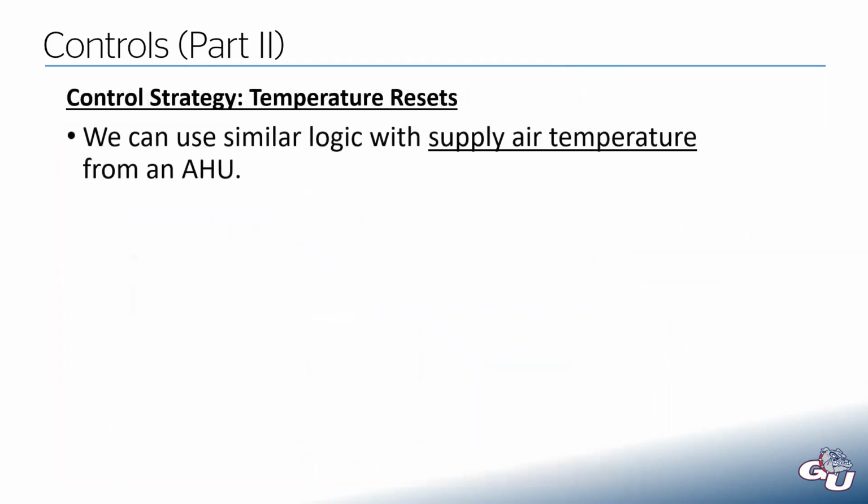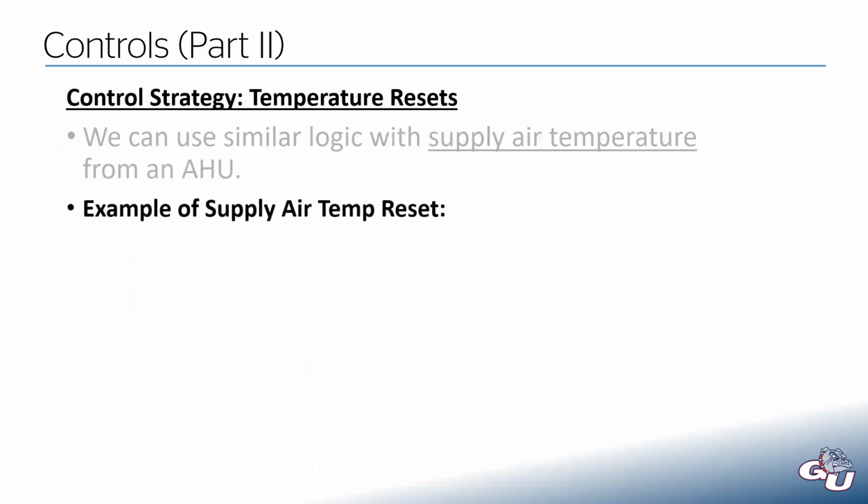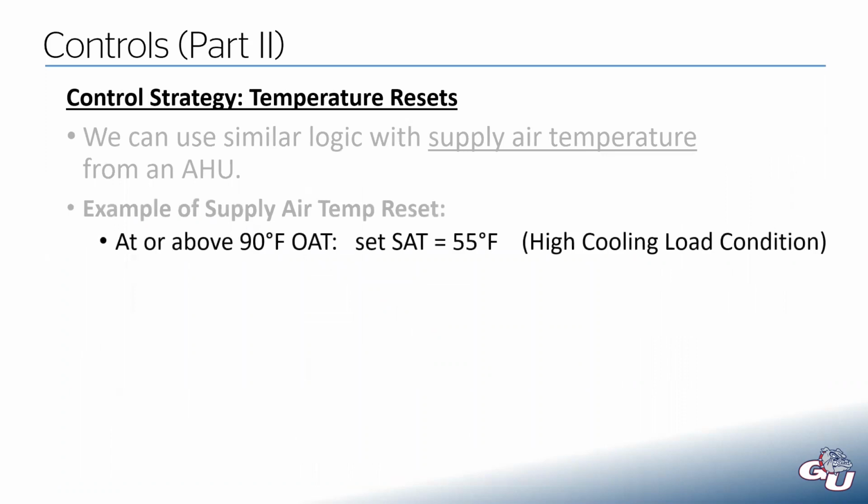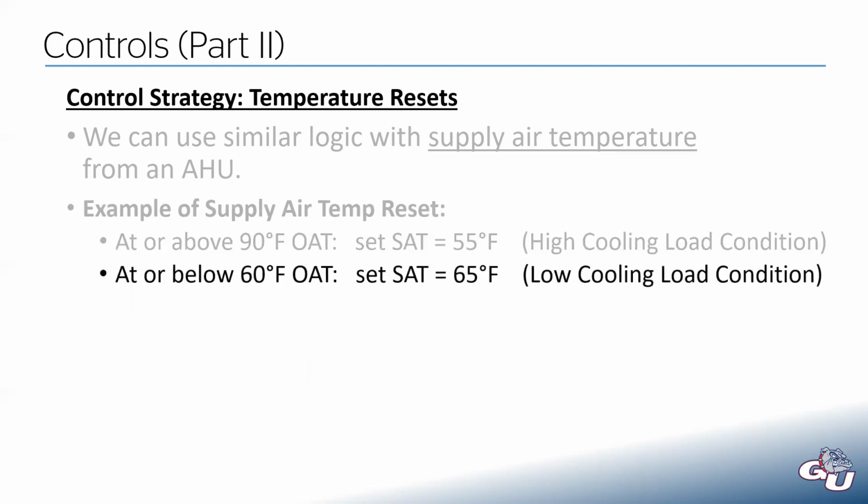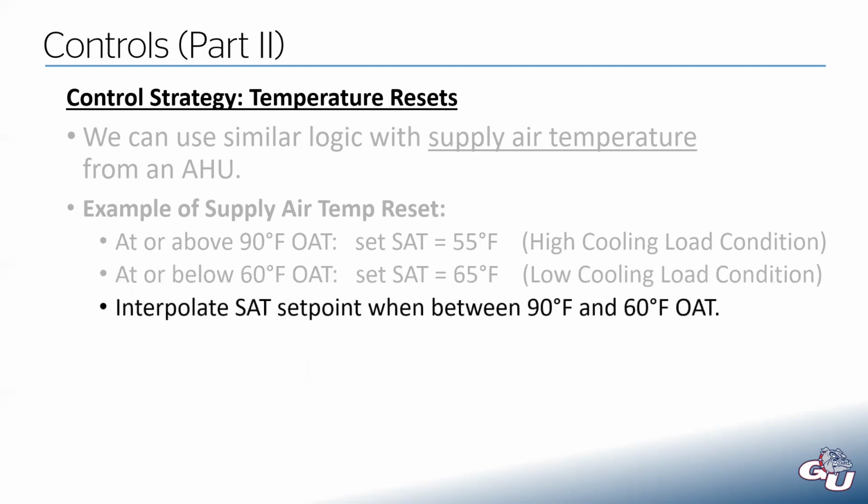And we can use similar logic if we're trying to reset supply air temperature. So if we are, again, at a hot day, set our supply air temperature to a cold 55 degrees because we need all that cooling. If we're at or below 60 degrees outside air temperature, we don't need as much cooling, so increase supply air temperature, and interpolate in between those.